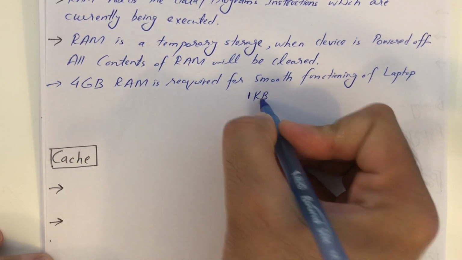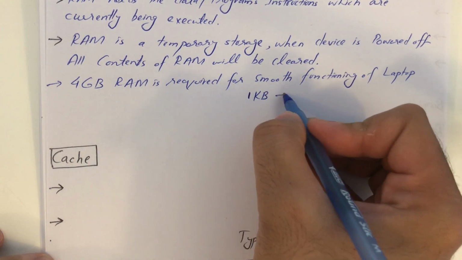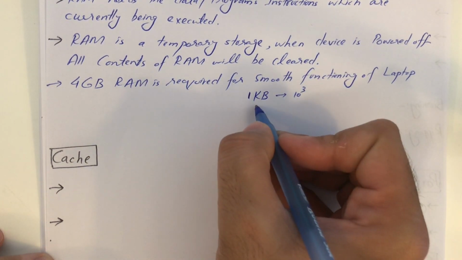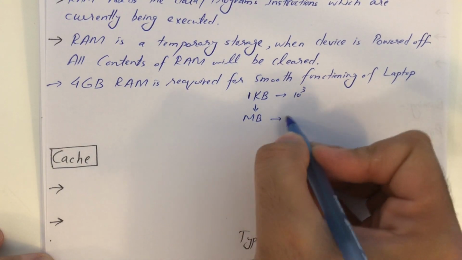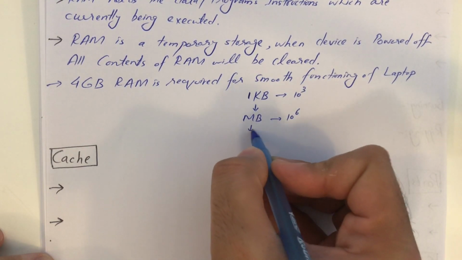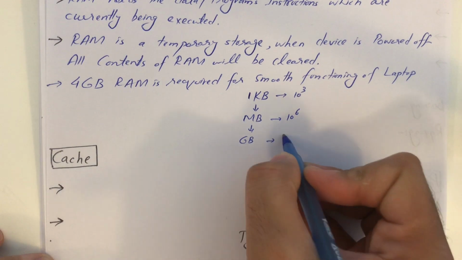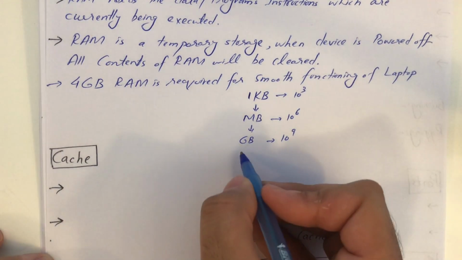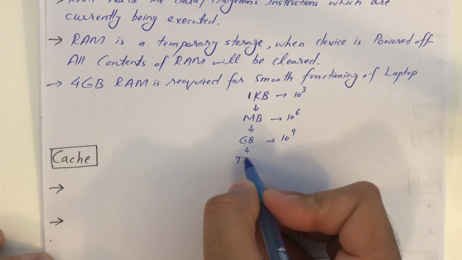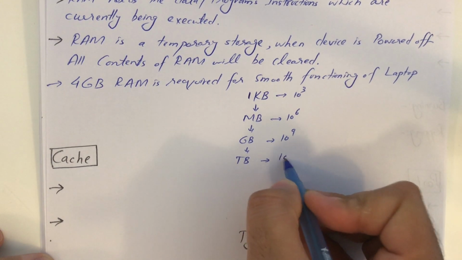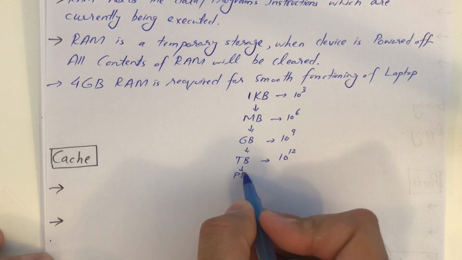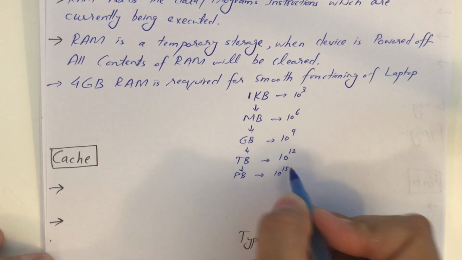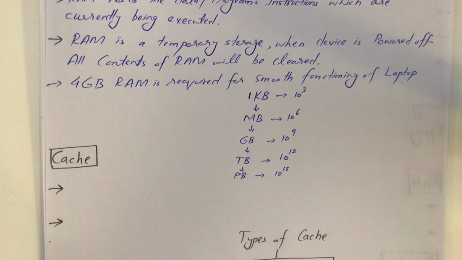Let's say kilobyte is the smallest unit. It is basically 1000, 10 raised to power 3. Next is the MB. 1 MB is 10 raised to power 6. Then next is GB, 10 raised to power 9, billion. The next unit is TB, terabyte, 10 raised to power 12. Next unit is PB, petabyte, 10 raised to power 15, then zettabyte, etc. So that's basically the hierarchy of memory.